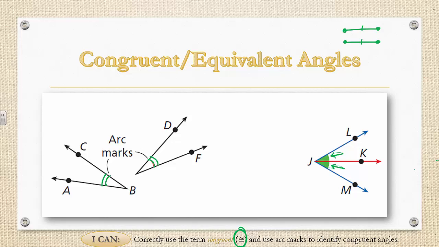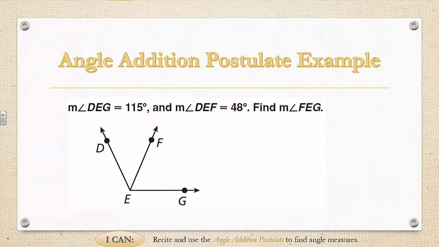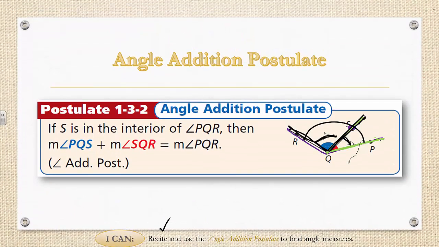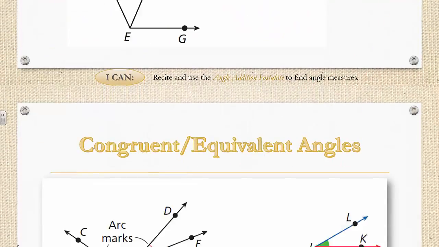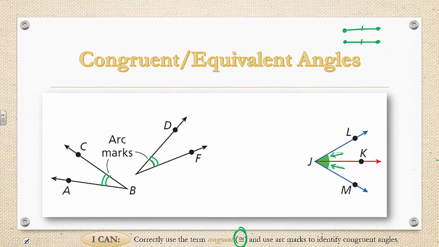Another thing your textbook likes to do is color coordinate. So, like green angles are exactly the same measure. Where back here we had a blue and a red one showing that they were different angle measures. So if they are the same color, then they are equal, but a lot of times we work with pencil, so arc marks are the best bet. So I can correctly use the term congruent and use arc marks to identify congruent angles.